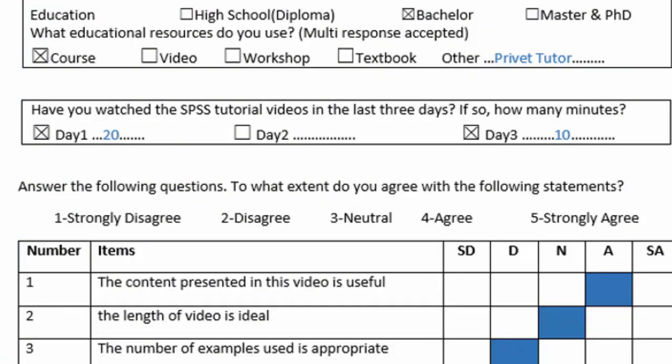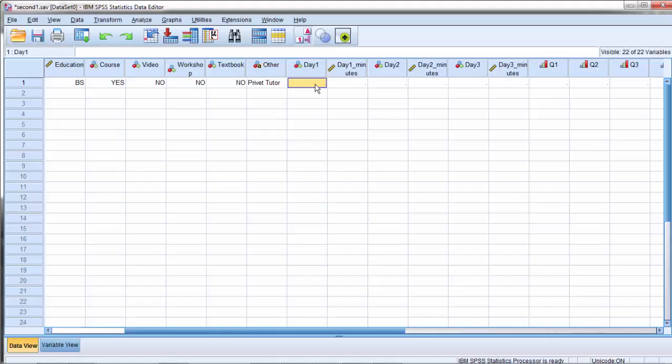She just watched video on the first and third days, and in them she watched 20 and 10 minutes. Then we should enter 1 or yes for these 2 days and 0 or no for the second day. Yes, 20. No, enter nothing. Yes, 10.